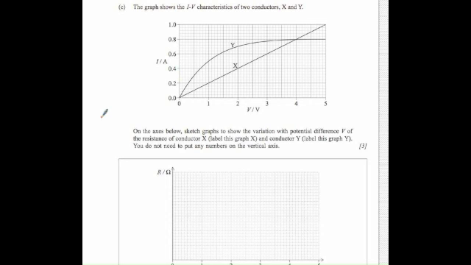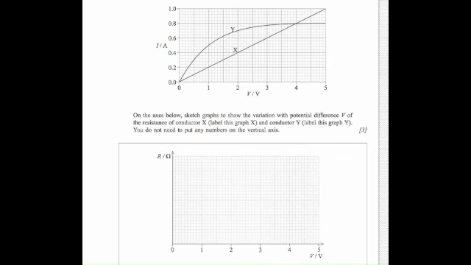Now, we have a graph showing the IV characteristics of two conductors, and we want to sketch a graph of how the resistance of these two conductors varies. Now, remember that resistance is voltage over current, so we can read it off this graph as the voltage divided by the current, which, by the way, is not the gradient. The gradient is the rate of change of one with the other. So it's not the gradient, it's the actual absolute value of one divided by the other.